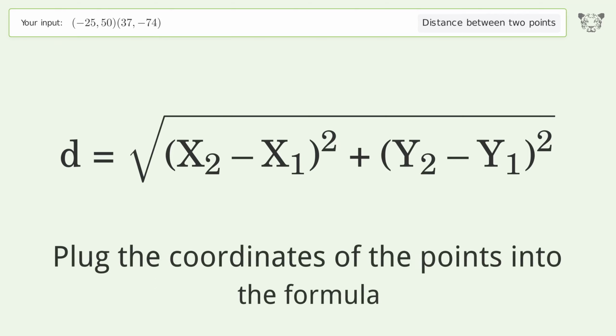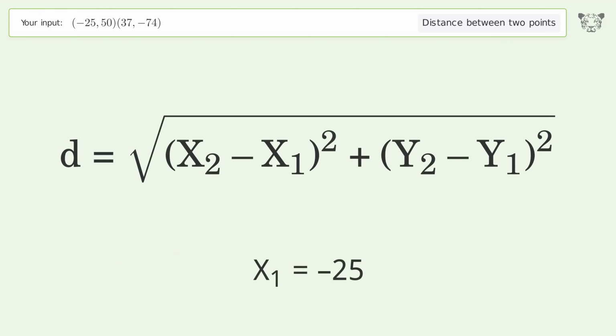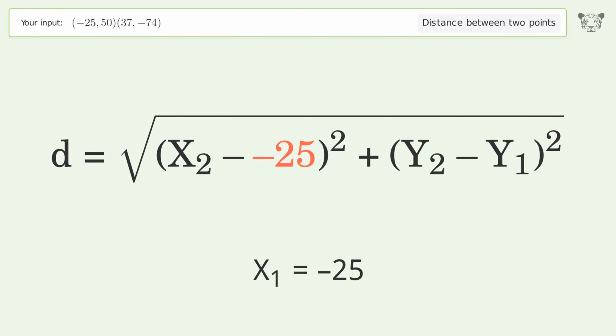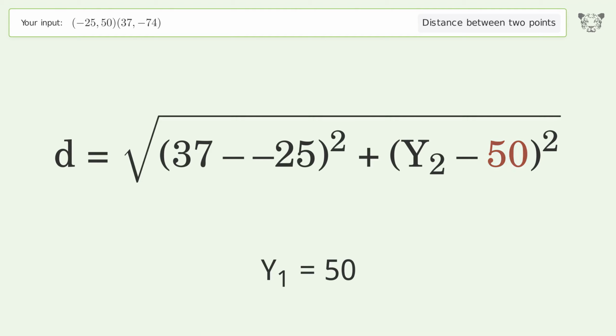Plug the coordinates of the points into the formula. x1 equals -25. x2 equals 37. y1 equals 50. y2 equals -74.